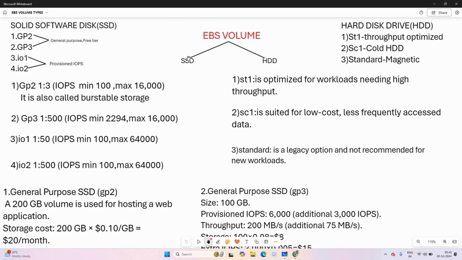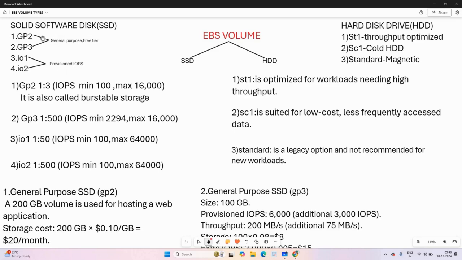Going to see about EBS volume types. EBS volume types are divided into two, SSD and HDD. SSD is divided into four types: GP2, GP3, IO1 (input output 1), IO2 (input output 2). And GP2 and GP3 are used for general purpose and are free tier.